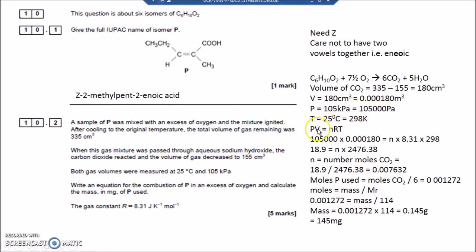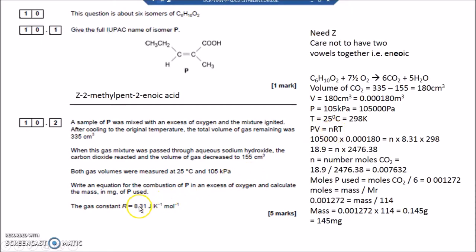What else do I need? I need volume. Well, I've got volume, 180 centimetre cubed, but I need to convert that into metres cubed. So to turn small into large, centimetre cubed into decimetre cubed, I divide by 1,000, so that will be 0.180. And then to get decimetre cubed into even larger metres cubed, I divide by 1,000 again. So it turns out to be 0.00180 metres cubed.